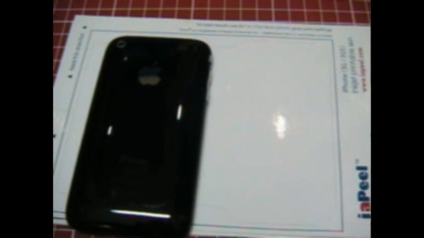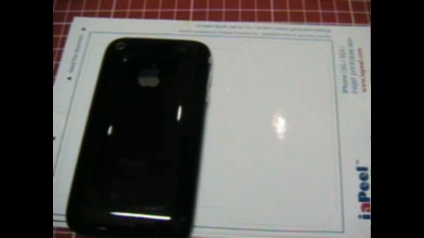Okay, first of all, I want to introduce you guys to iapeel. iapeel is a company who gives you printable skins, inkjet printable skins, because in the market there's a lot of skins around there, which limits you to what designs they have. But of course, every one of us wants to have our own design or custom picture put in the back of our iPods or used for the skin.